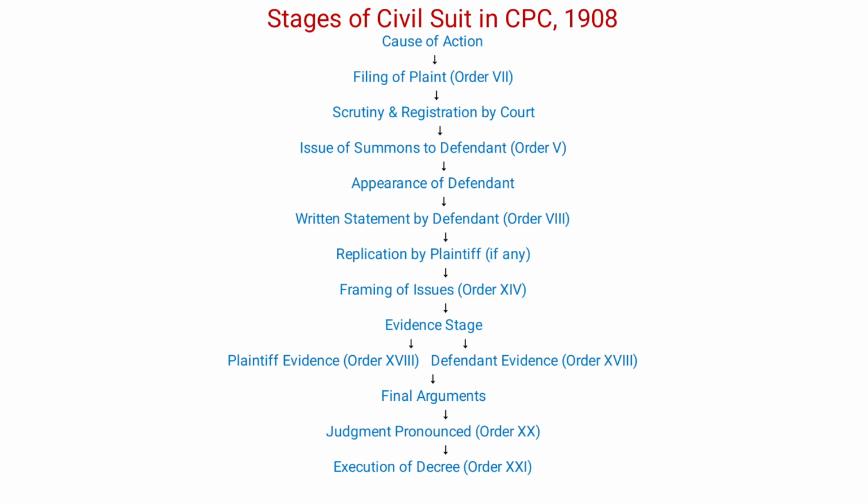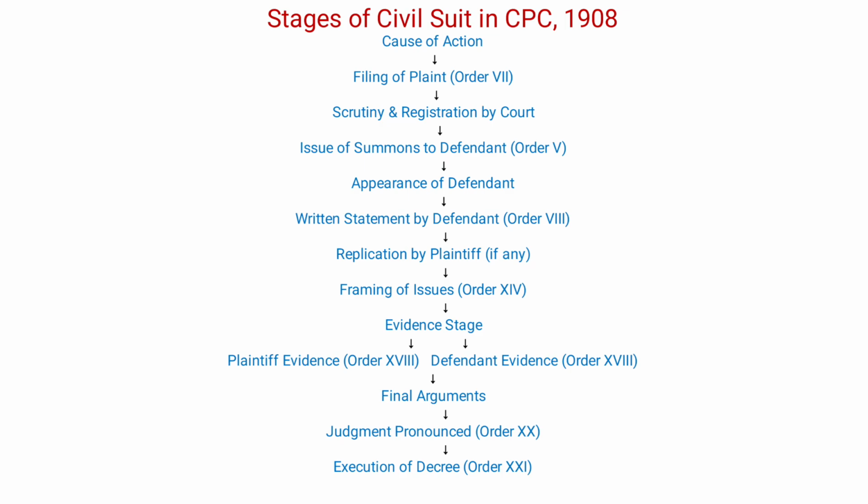Next stage is final arguments. In this stage, lawyers on both sides argue on laws and facts, and they will present citations, judgments, and provide CPC provisions which are all needed. After listening to all this, the judgment will be pronounced in the later stage, which is mentioned in Order 20, where the court decides who owns the property. Judgment contains all issues, findings, and reasons.